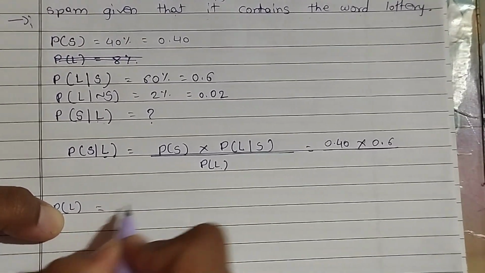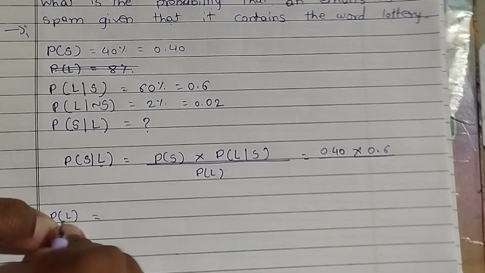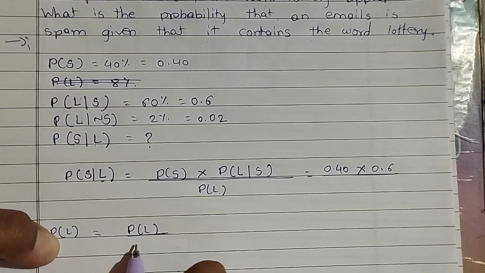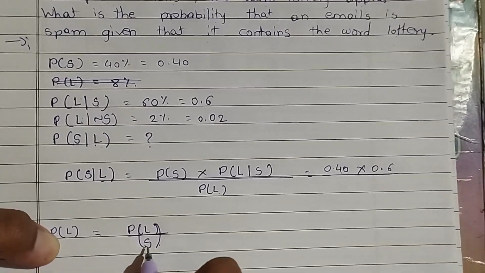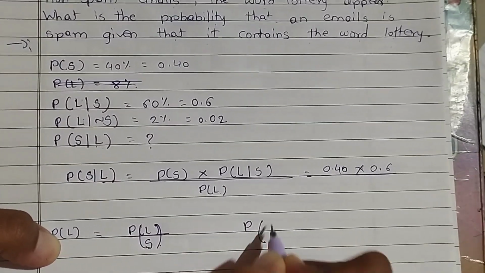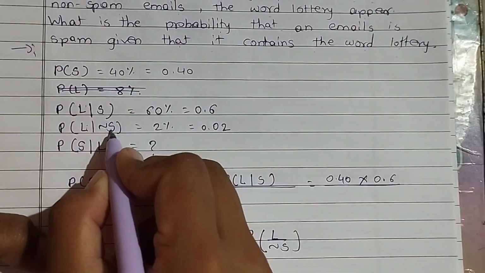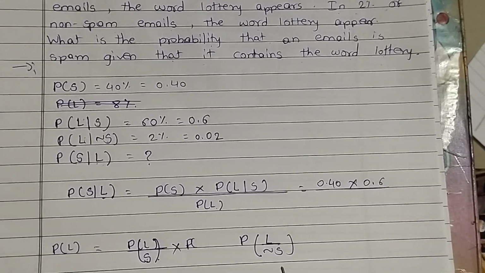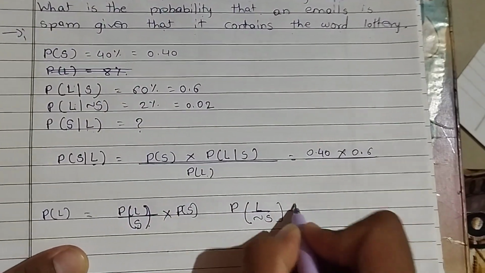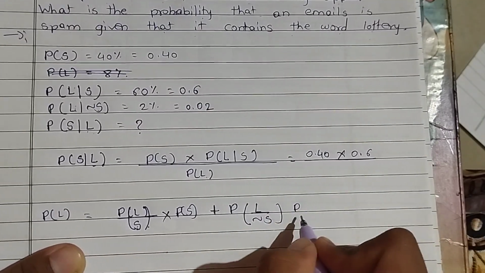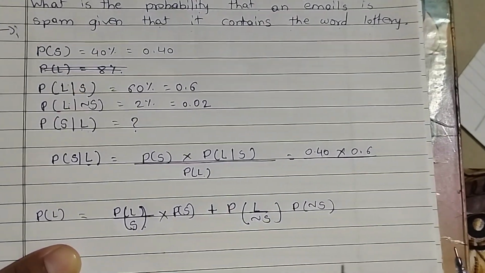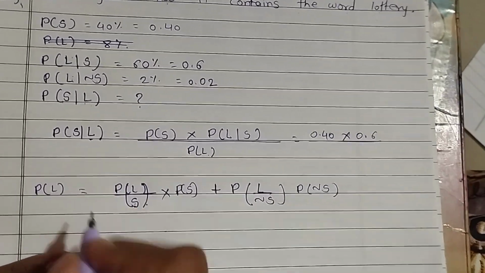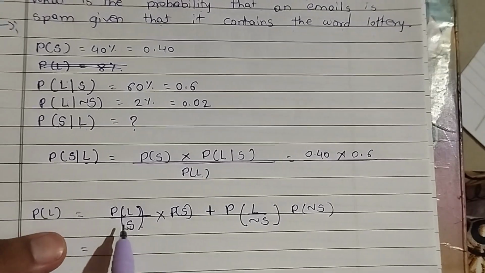Here we want L in the numerator. Two terms are present in the numerator. Write P of L given S, and P of L given negation of S. We write the probability of S with the first, plus the probability of negation of S. These are the two conditions, spam or not spam. Now we put all the values one by one.